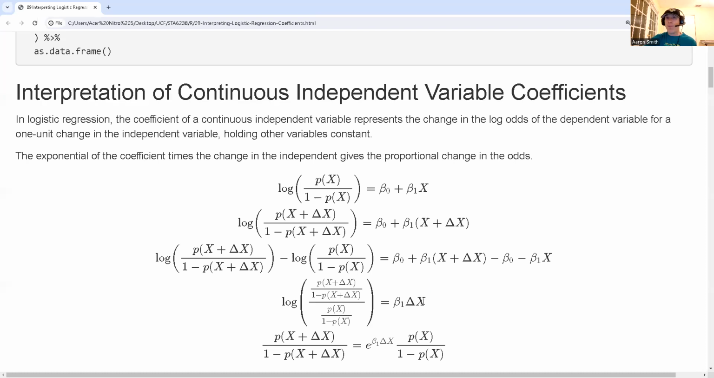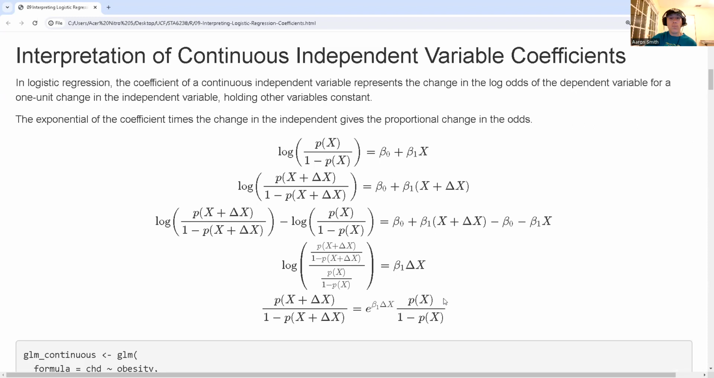Now let's think about the left-hand side, logarithms. Well, I've got subtraction of logarithms, which converts to division. All right, easy peasy lemon squeezy. That means that I now have that the log of the ratio of the odds is equal to the coefficient times the change in x. Huh, okay. So now let's go ahead and simplify this.